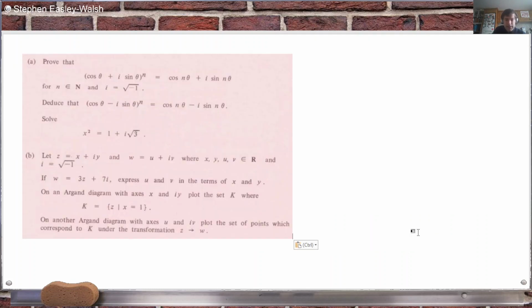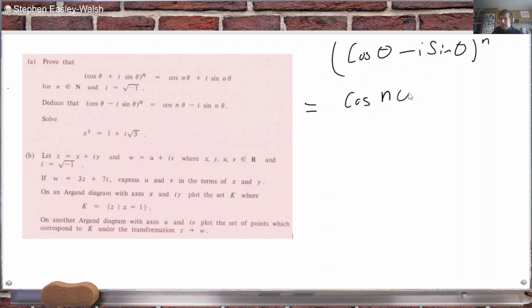Okay, the second part is just to deduce this. Well, I mean, that's pretty obvious, because the n just comes down from... Oh, yeah. You can't use De Moivre's theorem with the minus here.